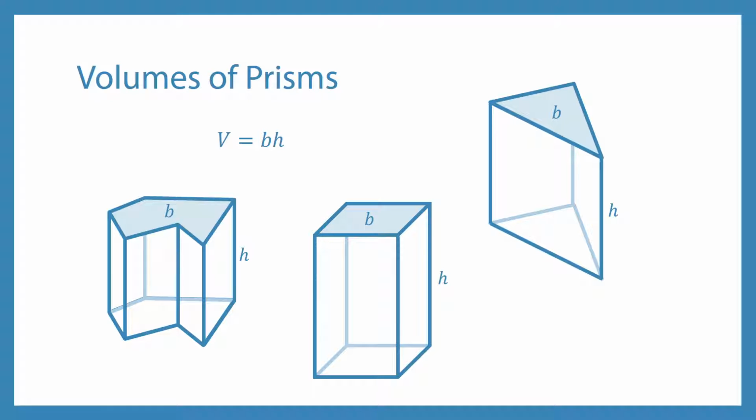So we have looked at how to find the volume of prisms before, and to do that we just need the area of the base and then we times that by the height. And we get this formula, volume equals base times height. This area times the height.